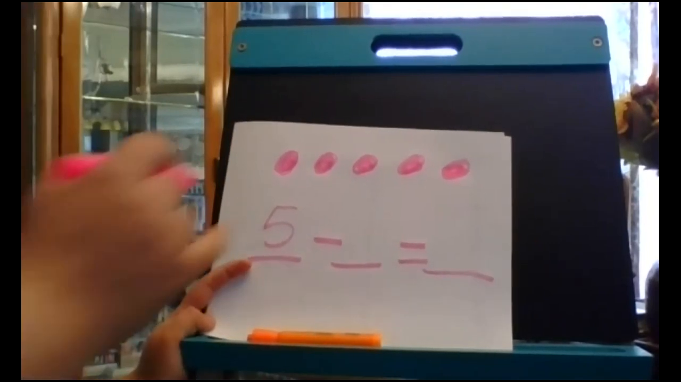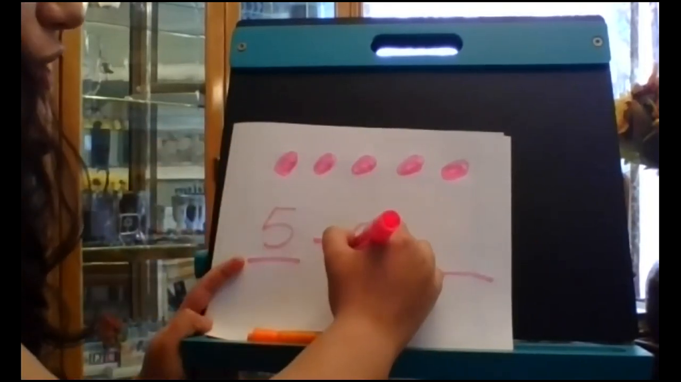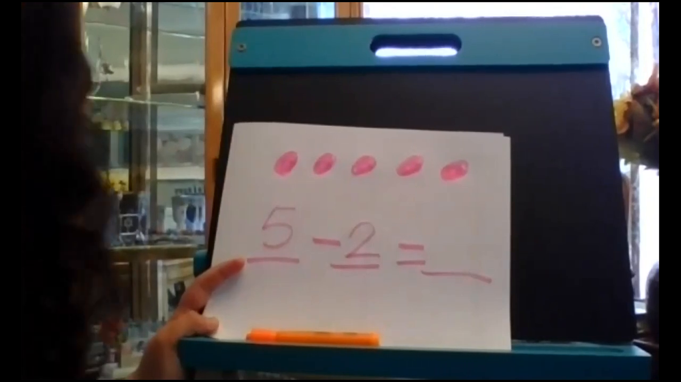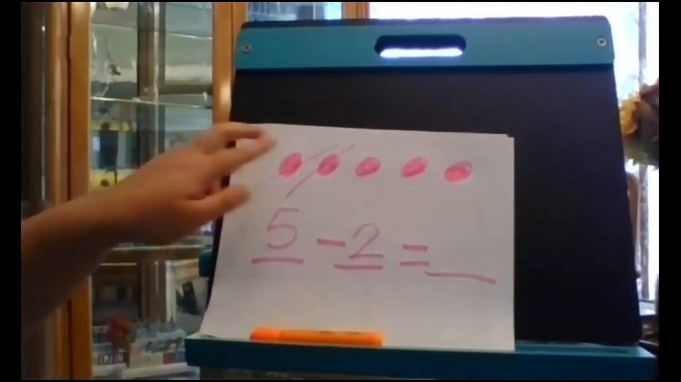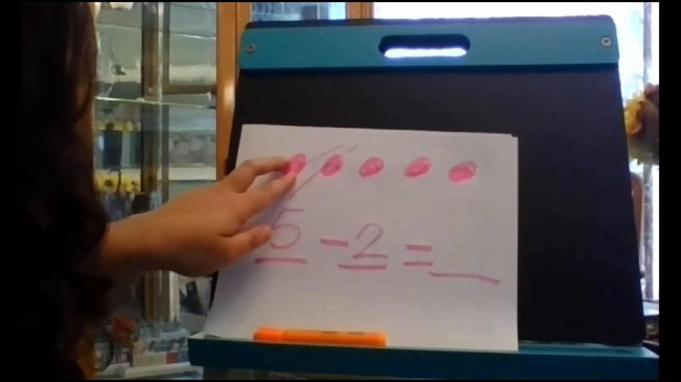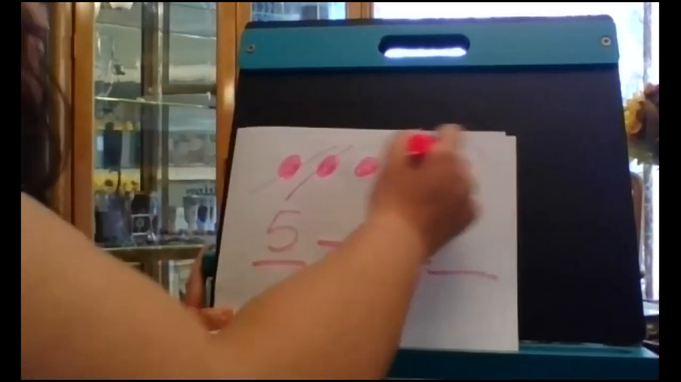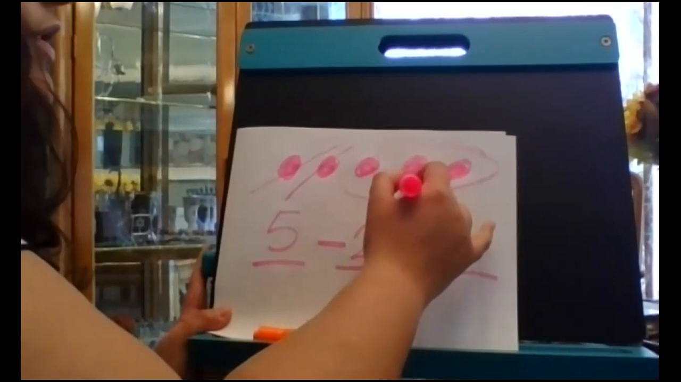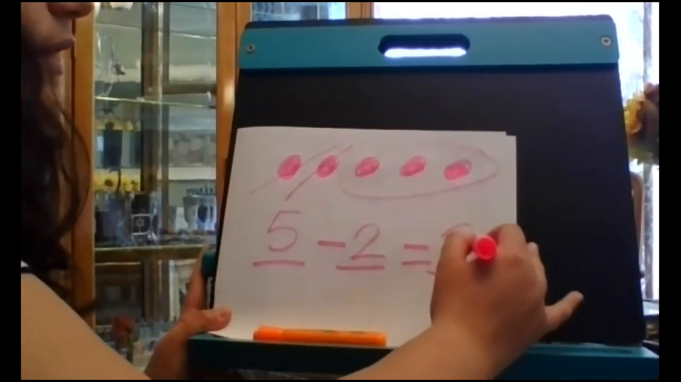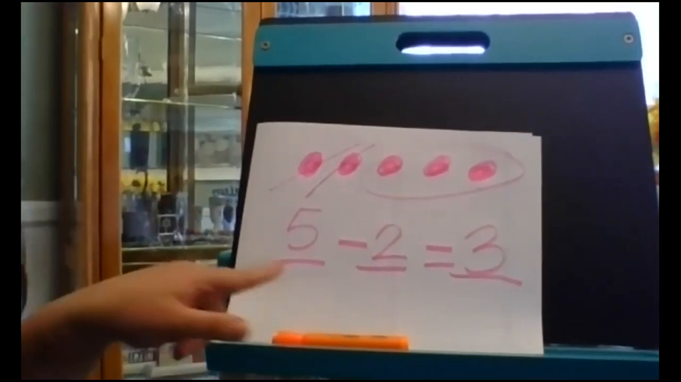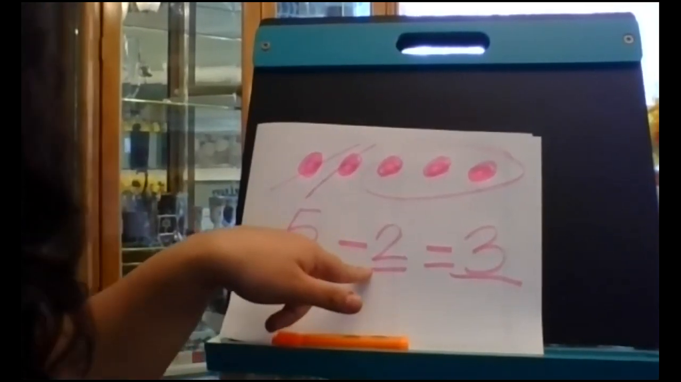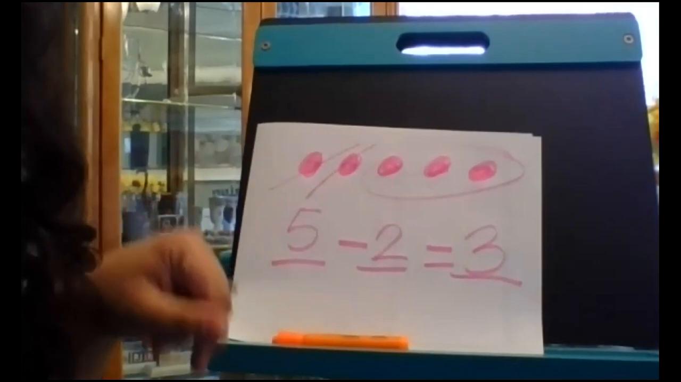And if I cross out, let's say I want to take away 2. I'm going to cross out 2 of my objects. And I'm left with how many? Let's see. 1, 2, 3. I use the crossout strategy to show me 5 minus 2 equals 3.